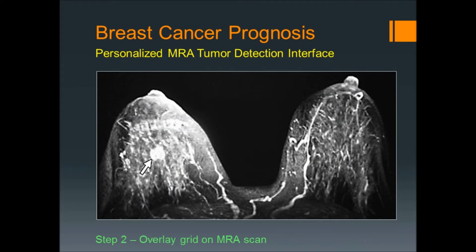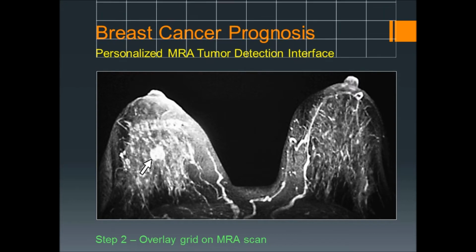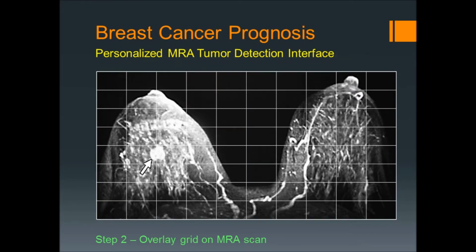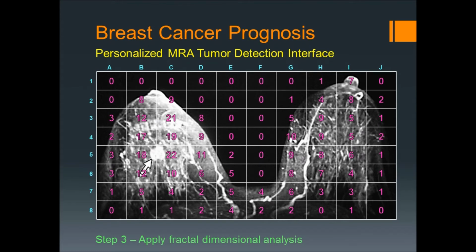Next, we overlay a grid on the MRA scan to create an organized mapping system so that locations determined by the interface can be easily identified on the patient's breast. The third step is to apply fractal dimensional analysis to each grid cell to get a quantitative measure of blood vessel complexity, which directly varies with the extent of angiogenesis.